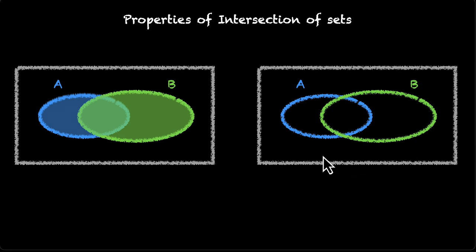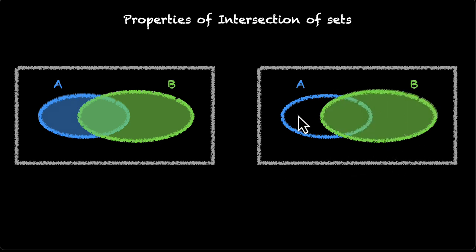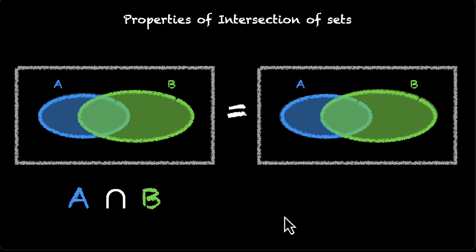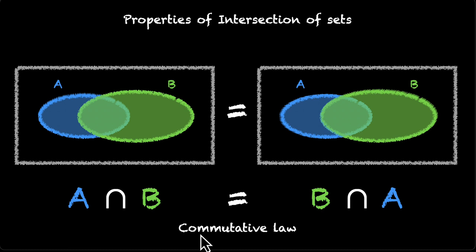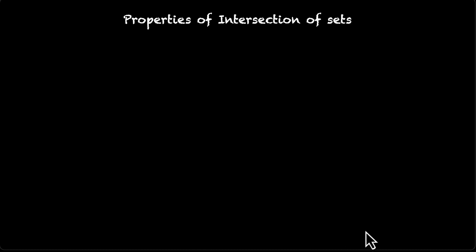But if we go the other way around, we start with B and then we find its intersection with A. This time we're trying to find B intersection A. We'll still end up with this middle region. Both of them are the same, which means A intersection B is the same as B intersection A. This is also called the commutative law.